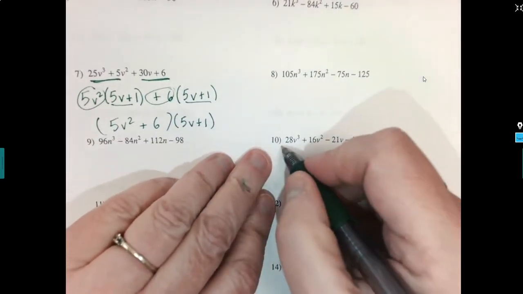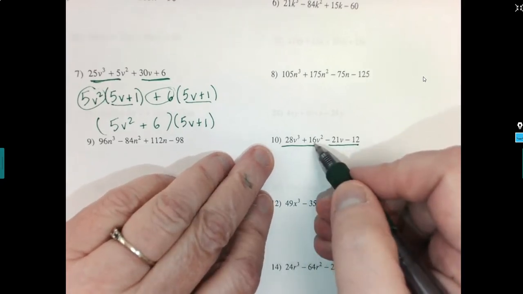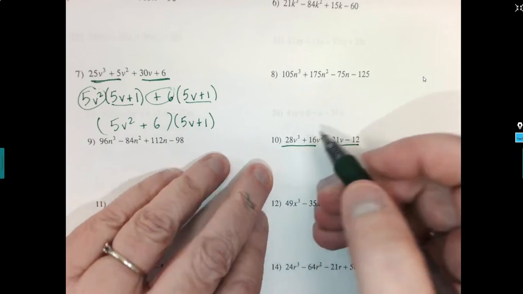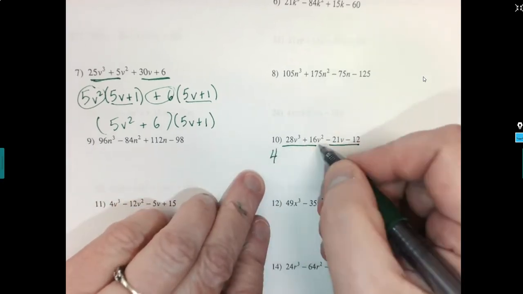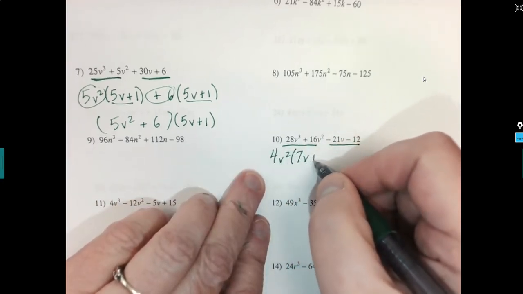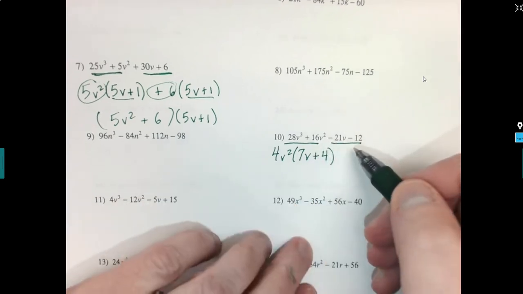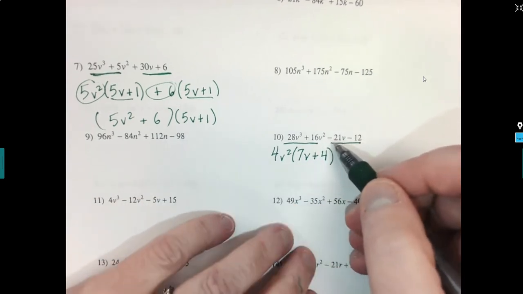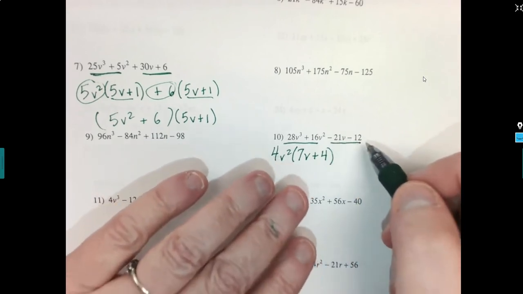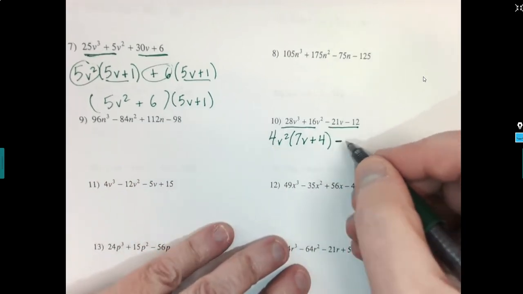When I look at these, 16 is 8 times 2, but it's also 4 times 4. 28 is 4 times 7, so I'm going to factor out a 4 and a v squared. Now, since the leading term is a negative here, I'm going to factor out the negative. 21 is 7 times 3. 12 is 4 times 3. I'm going to factor out a negative 7.